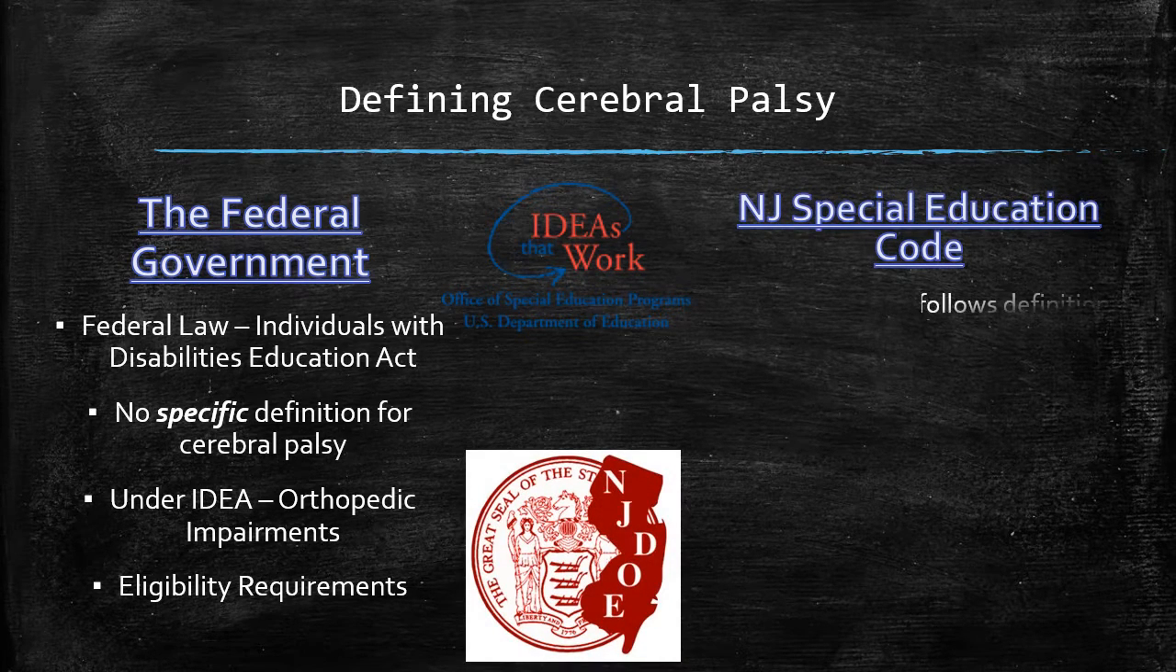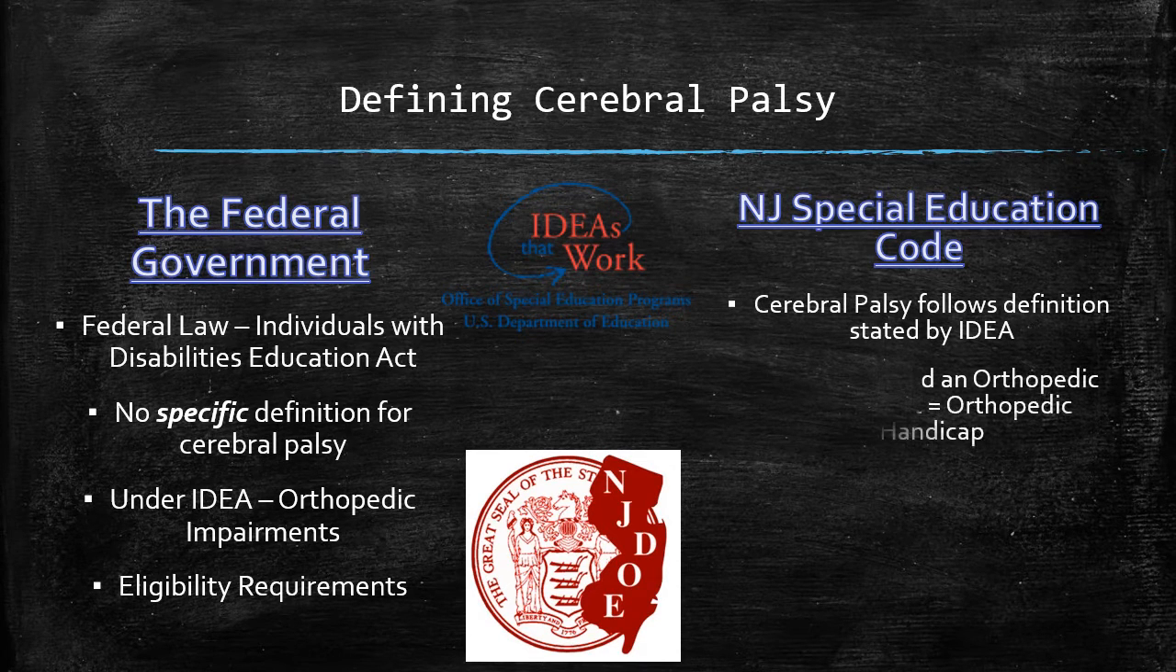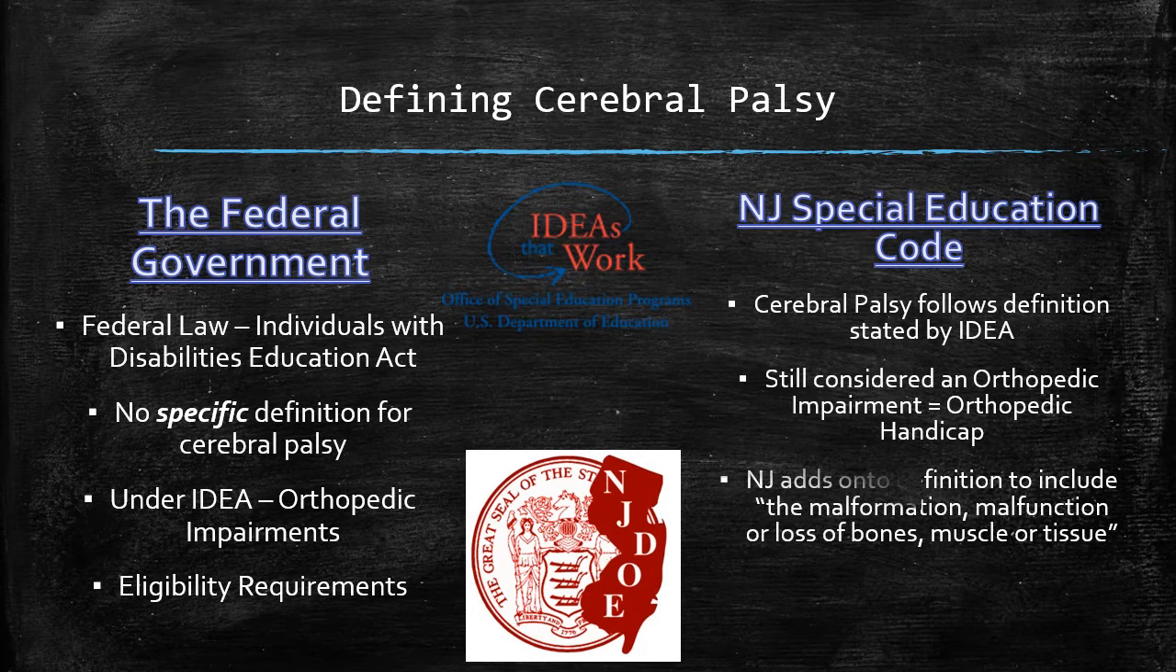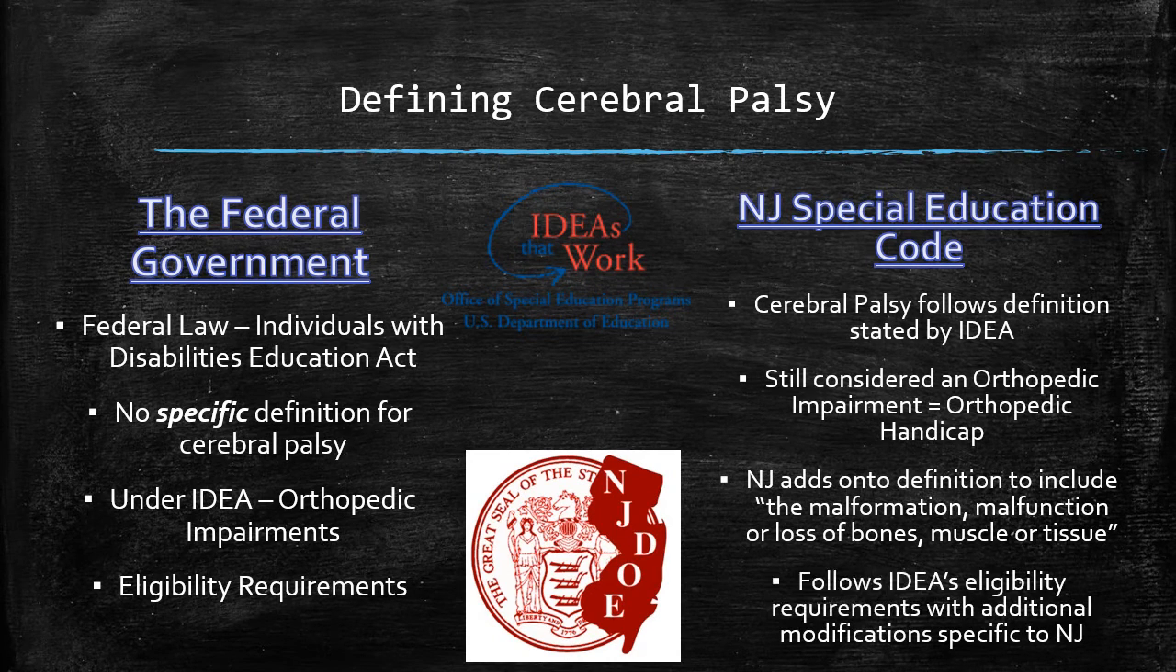The New Jersey Special Education Code similarly defines cerebral palsy just as IDEA does. New Jersey defines a student with a disability as a student who has been determined to be eligible for special education and related services. Under the New Jersey Special Education Code, cerebral palsy falls under orthopedically impaired, which corresponds to orthopedically handicapped. Our state adds that the term orthopedically handicapped shall include the malformation, malfunction, or loss of bones, muscles, or tissue as well. It is also a requirement in New Jersey that there be a medical assessment documenting the orthopedic condition of that student with the disability.